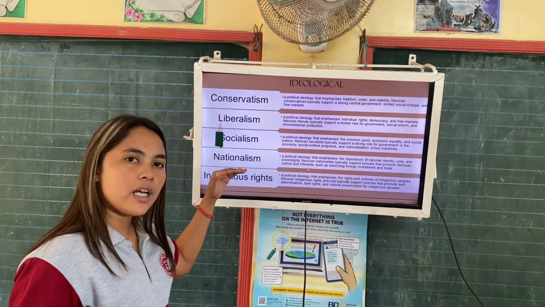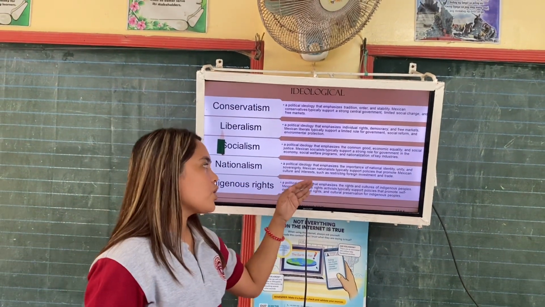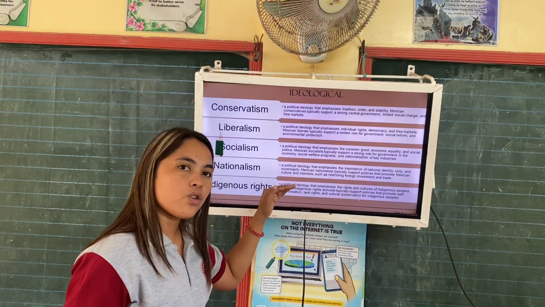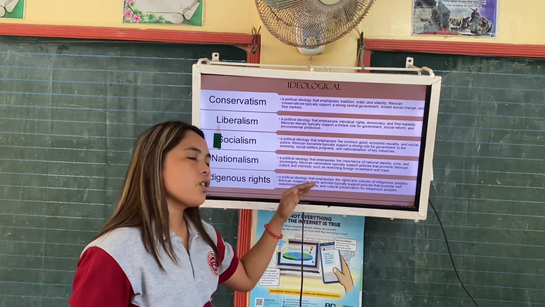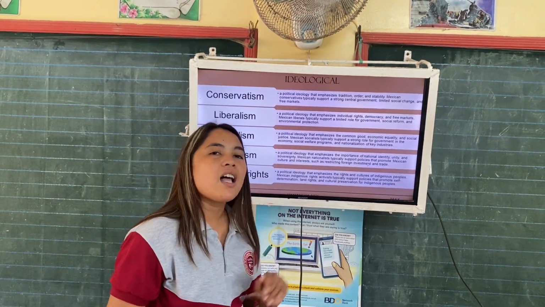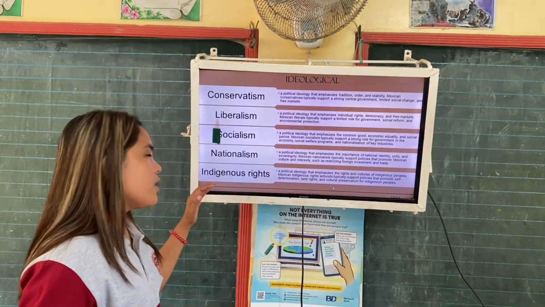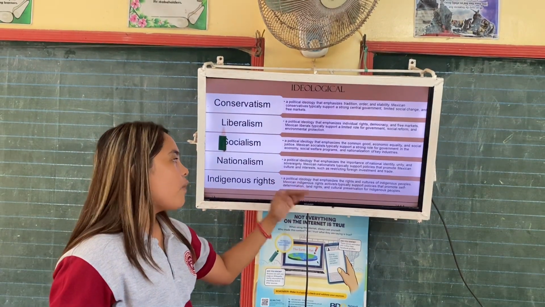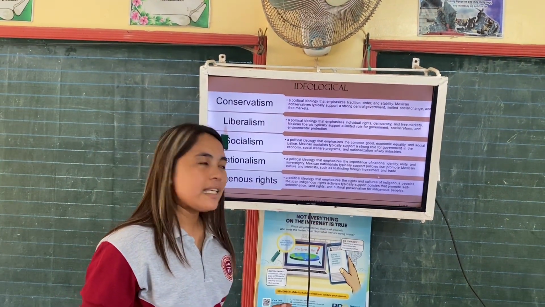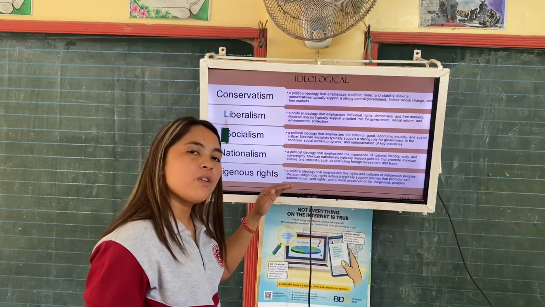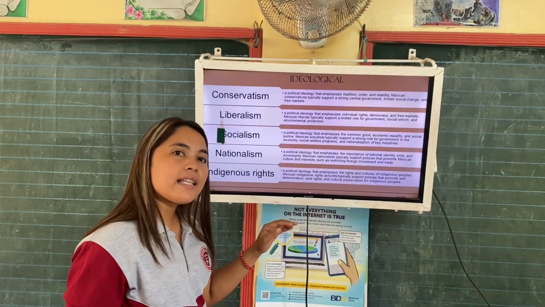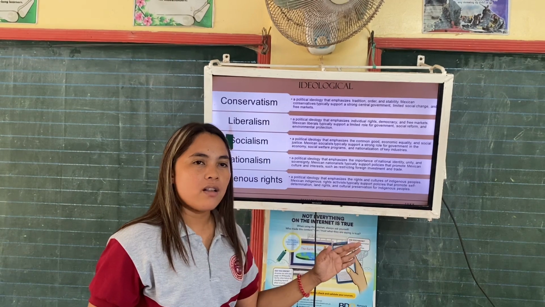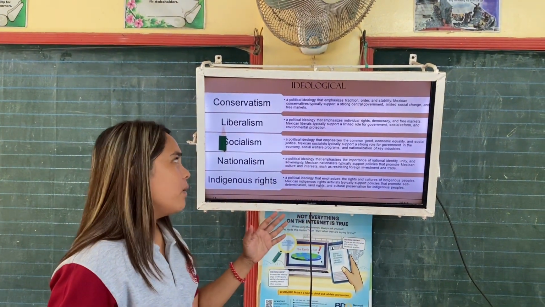And in terms of nationalism, Mexican nationalists typically support policies that promote Mexican culture and interests, such as restricting foreign investment and trade. And last, in terms of indigenous rights, Mexican indigenous rights activists typically support policies that promote self-determination, land rights, and cultural preservation for indigenous peoples living in Mexico.